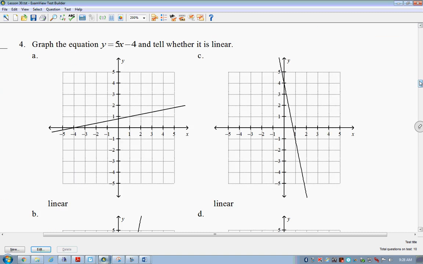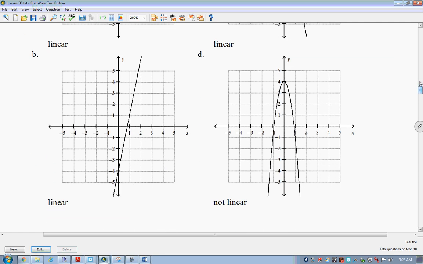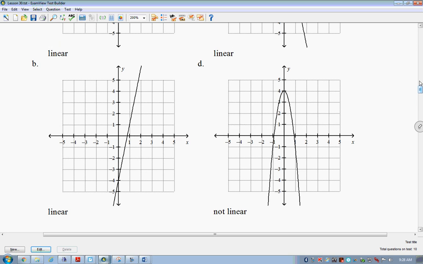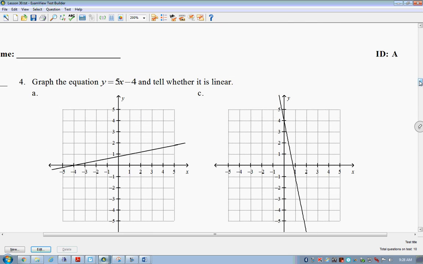All right. Let's see. Graph the equation. So we want to pick the correct graph for the equation y equals 5x minus 4 and tell whether it's linear. Where do I start from? The y-intercept. So I want to be where on the y-axis? Negative 4. Okay. Should this be linear? Look at the equation. Is that linear?